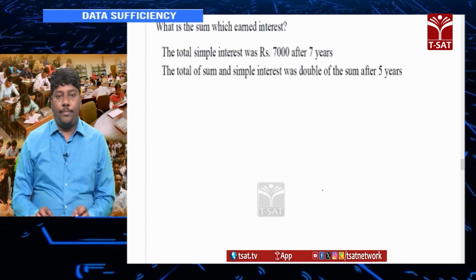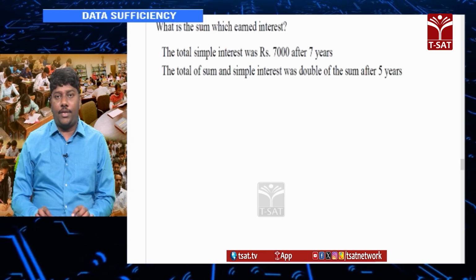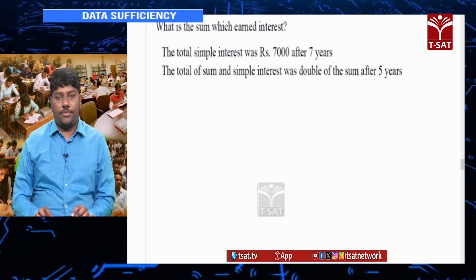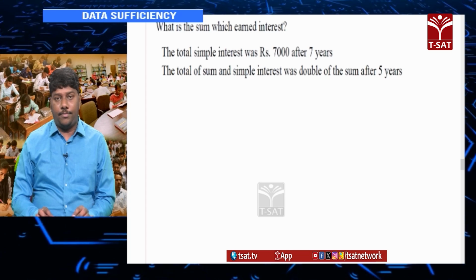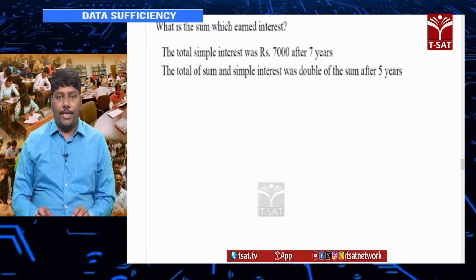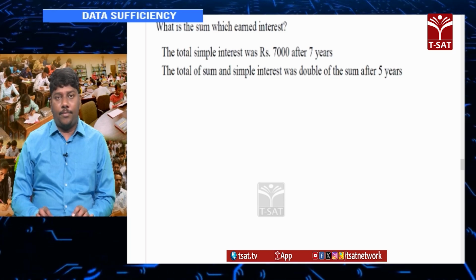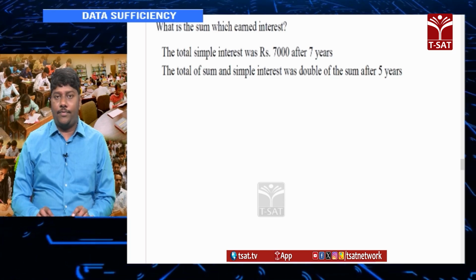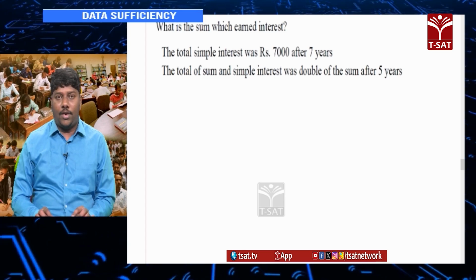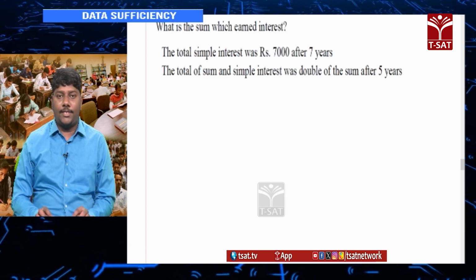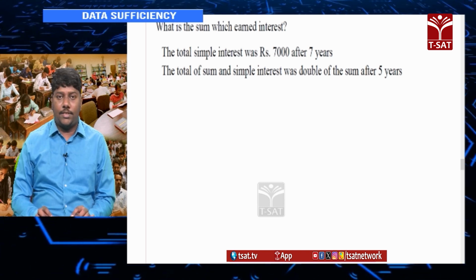What is the sum which earned interest? He is simply asking about interest, no type of interest is given, so take it as simple interest. The total simple interest was 7,000 after 7 years. So per year the interest is 1,000, because simple interest is always proportional to the number of years. For 7 years it is 7,000, so for 1 year it is 1,000. But just knowing 1,000 is the interest, can I find out the sum that we put in? No, we cannot. So statement 1 is not sufficient to answer the question.